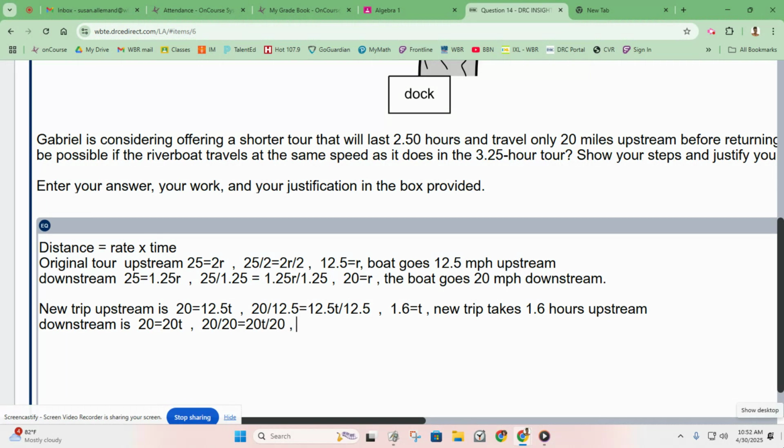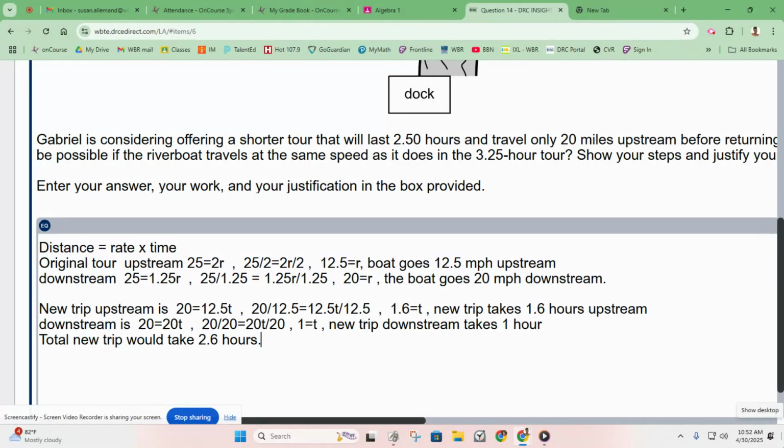And this one is really simple. I get that it's 1. 20 divided by 20 is 1. So 1 is the time. What that means is new trip downstream takes 1 hour. The total new trip using these speeds would take, add that together, 1.6 plus 1 is 2.6 hours.